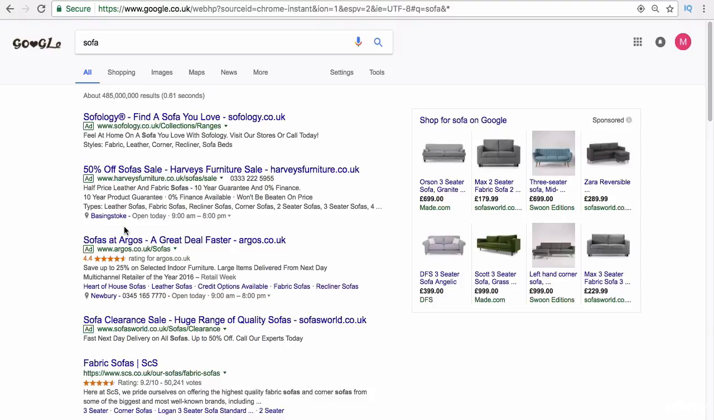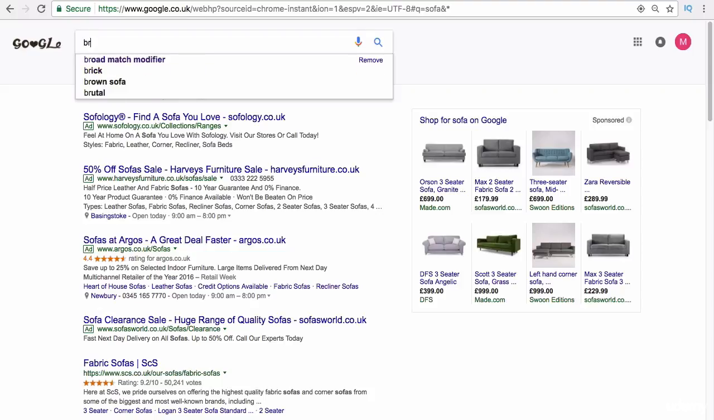These are the ads that come up when somebody types in sofa. Now, as you can see, there is some heavy competition. This is UK based because these people are making their keywords show to people in the UK. So you can see here, Harvey's Furniture, a big furniture store in the UK. Argos, big supplier of furniture in the UK. And these would be difficult stores to compete with if you were bidding for keywords.